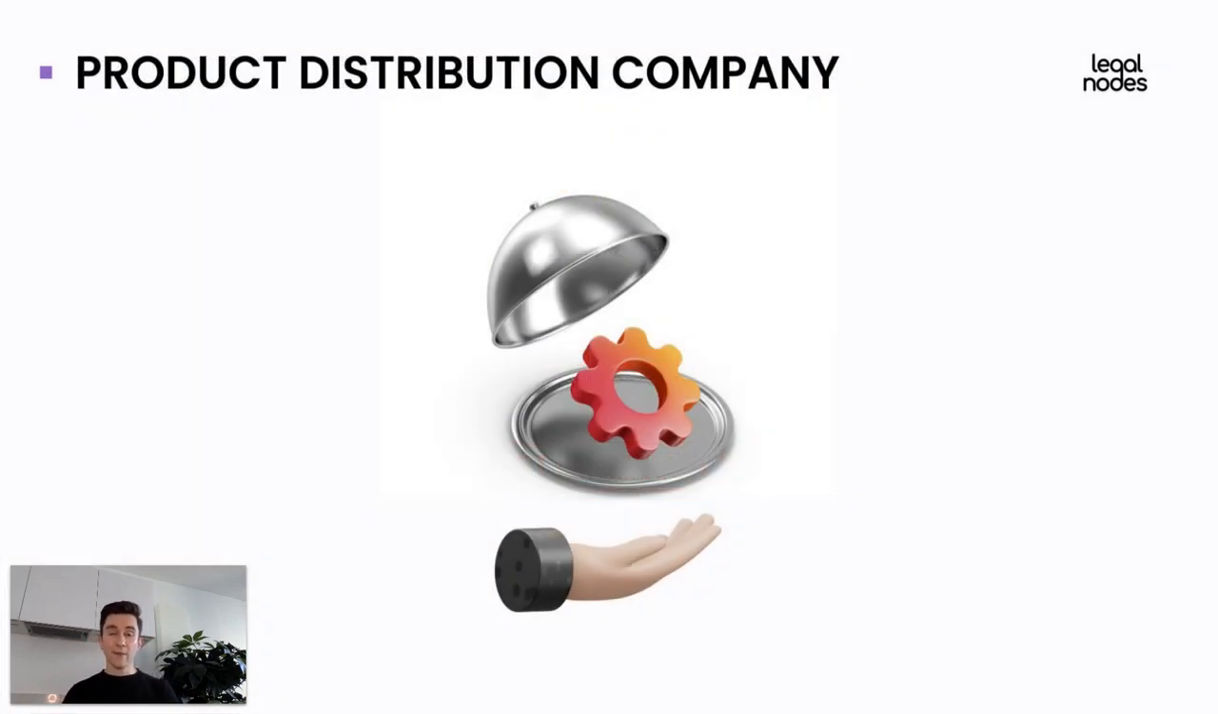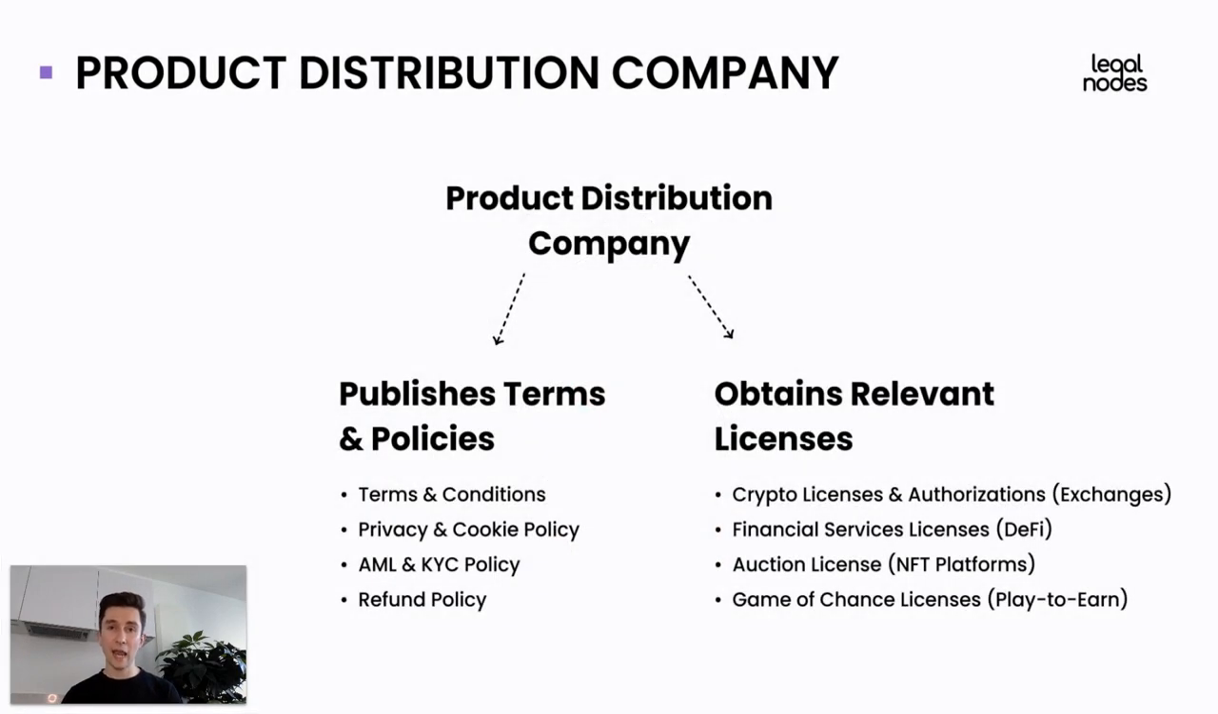And at the end of our webinar, just a few words about the product distribution company, as this company is super important when it comes to Web3 product legal structuring. Among the main areas of responsibility of this company, we can highlight two. The first one is the publishing of the terms and policies.